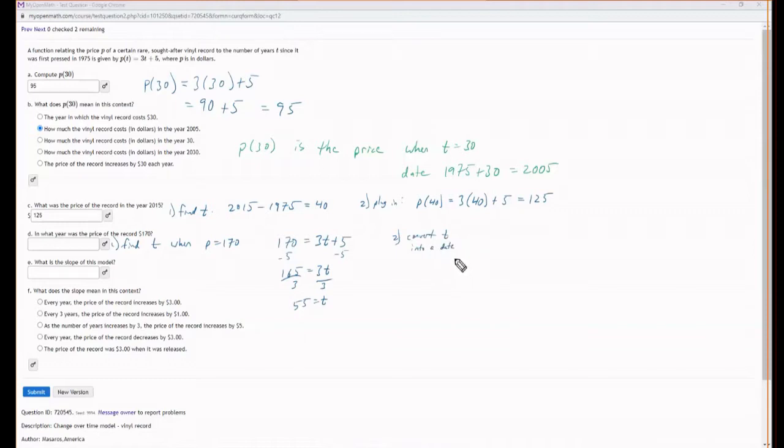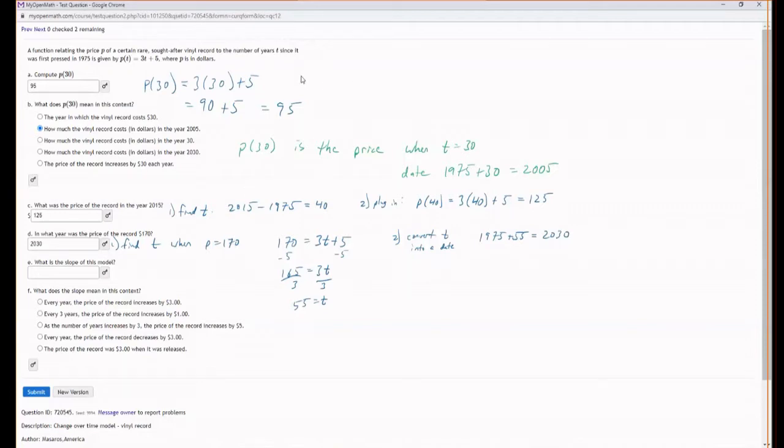So since T is the number of years since 1975, when T is 55, we're going to add 55, just like we did above. So we're going to take 1975 plus 55, and I get 2030. Okay. So in the year 2030, we expect the price of the record to be $170.